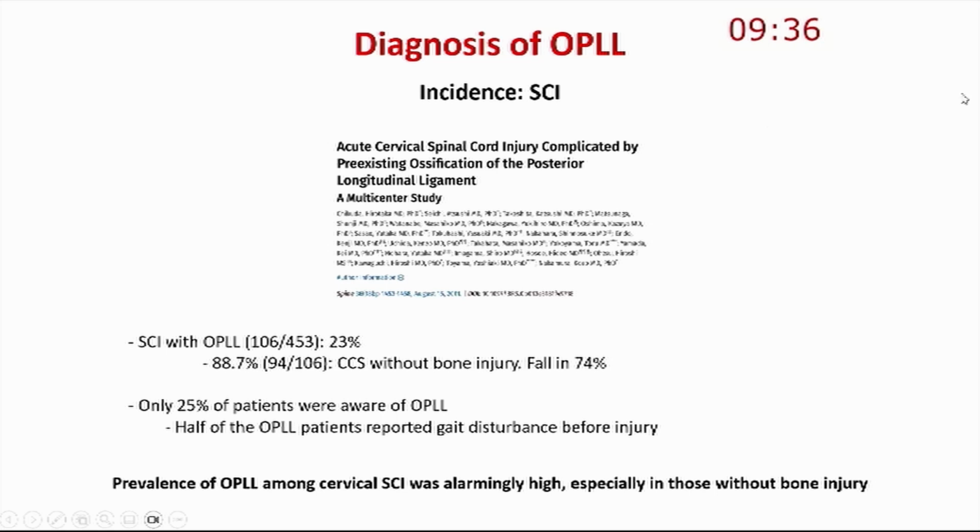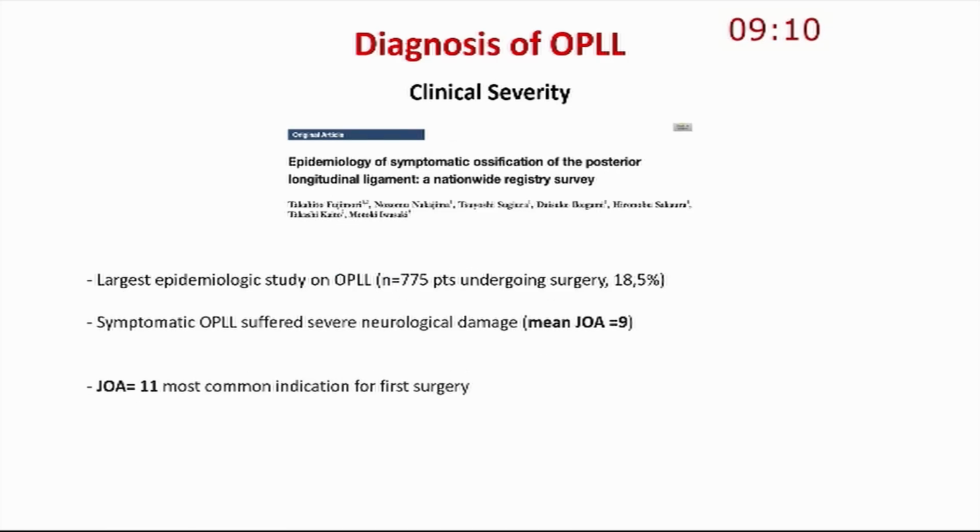In this study, spinal cord injury with OPLL happened in 23% of the patients, and most of them had no bone injury, it was just a trivial fall. Only 20% of those patients were aware that they had OPLL. So prevalence of OPLL among spinal cord injury was alarmingly high, especially in those without bone injury.